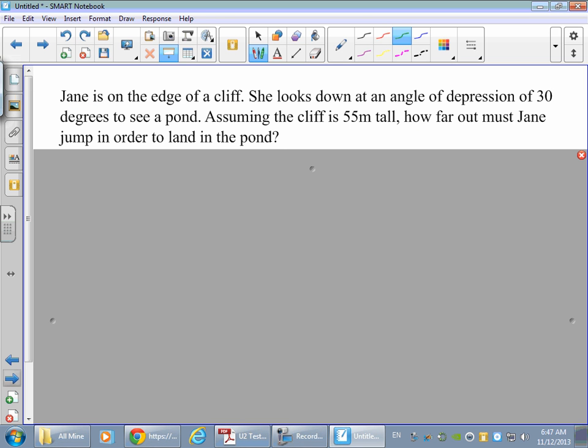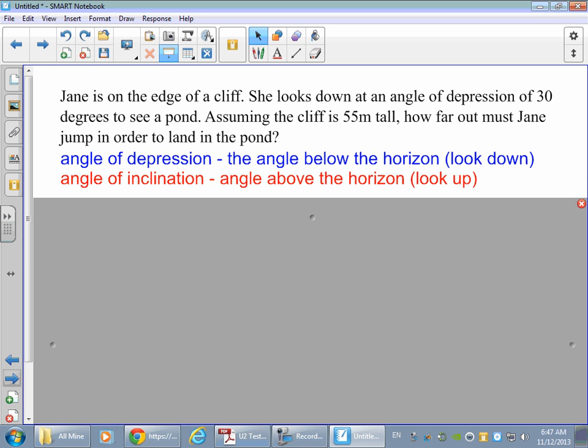Now, one word problem, just to kind of get the idea. Jane is on the edge of a cliff. She looks down at an angle of depression of 30 degrees to see a pond. Assuming the cliff is 55 meters tall, how far out must she jump in order to land in the pond? Okay, so kind of an important idea here that comes up throughout a lot of questions is angle of depression.